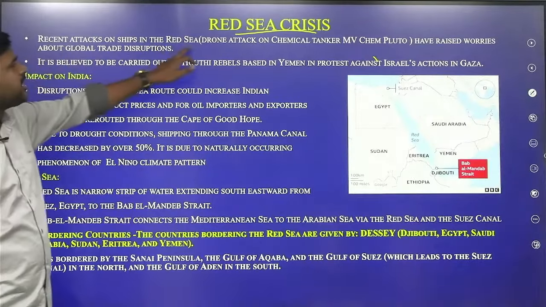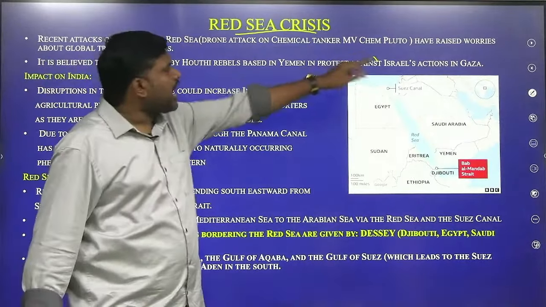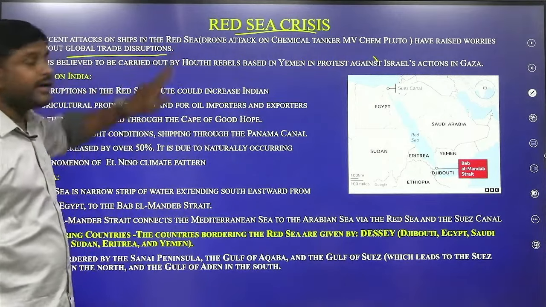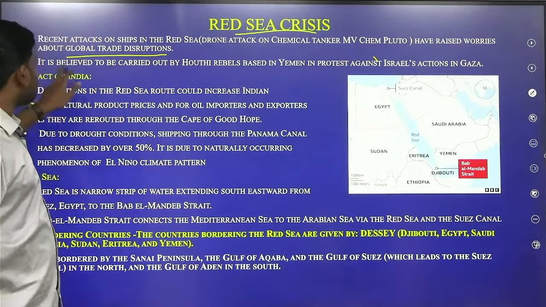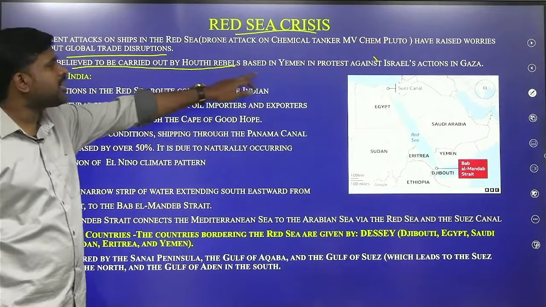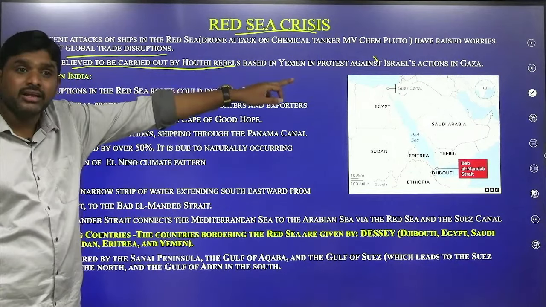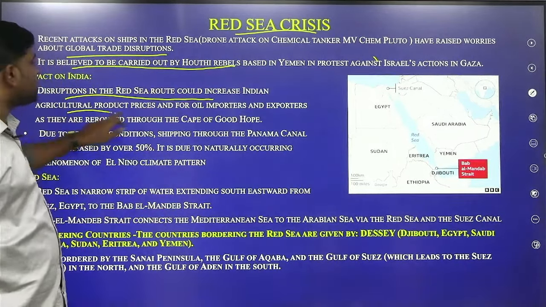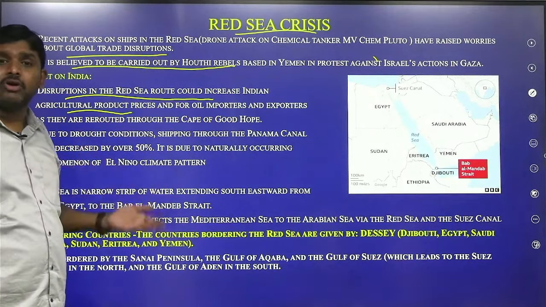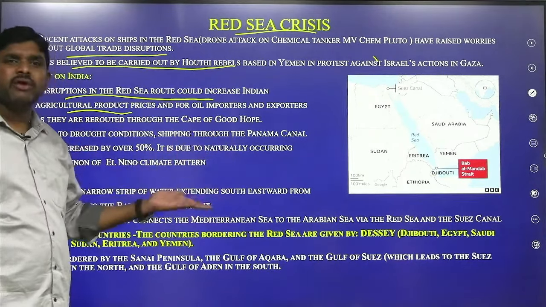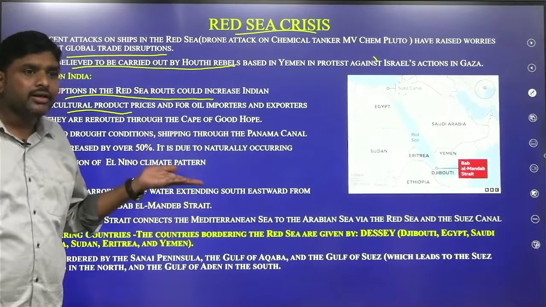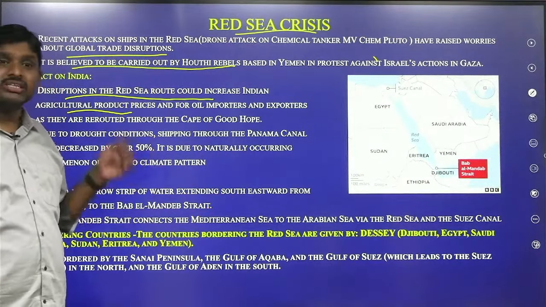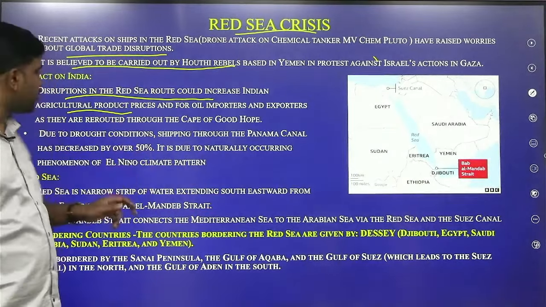Recent attacks on ships in the Red Sea have raised worries about global trade disruptions. It is believed to be carried out by Houthi rebels based in Yemen in protest against Israel's actions in Gaza. Disruption of the Red Sea route will impact India. Why? Because movement will not happen, and when movement does not happen, the prices will increase. So there will be an impact on India also.